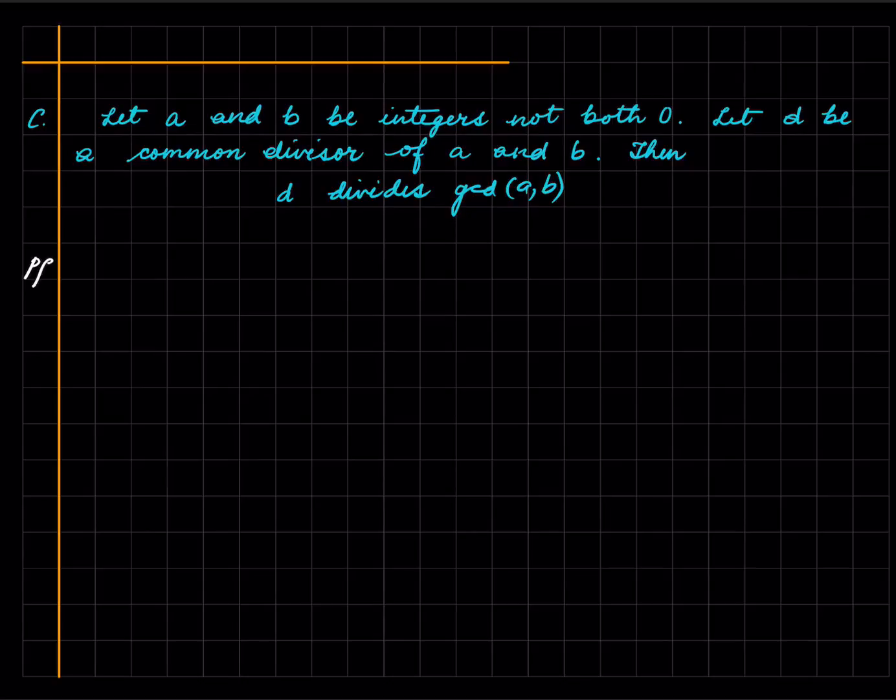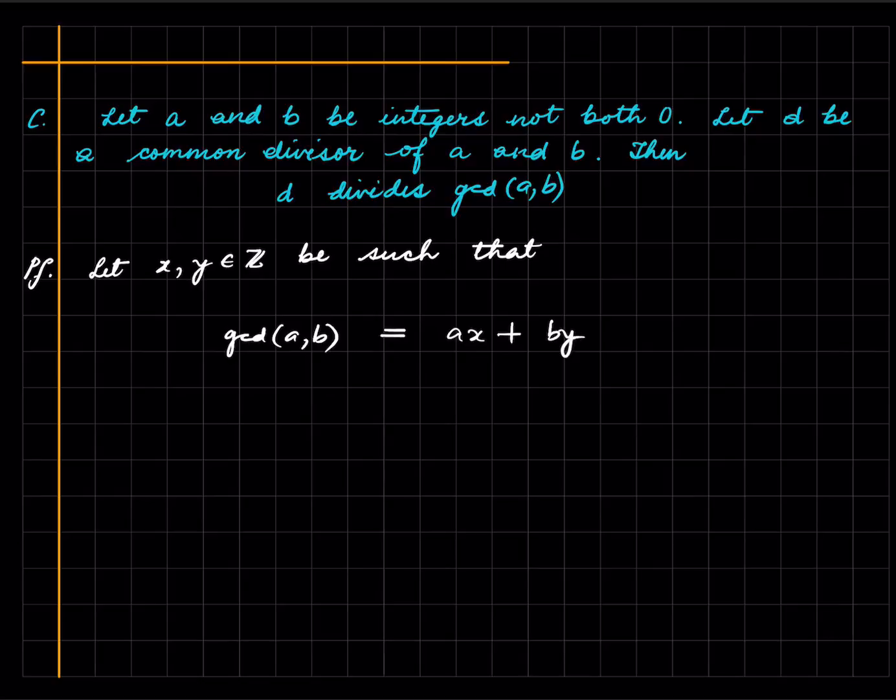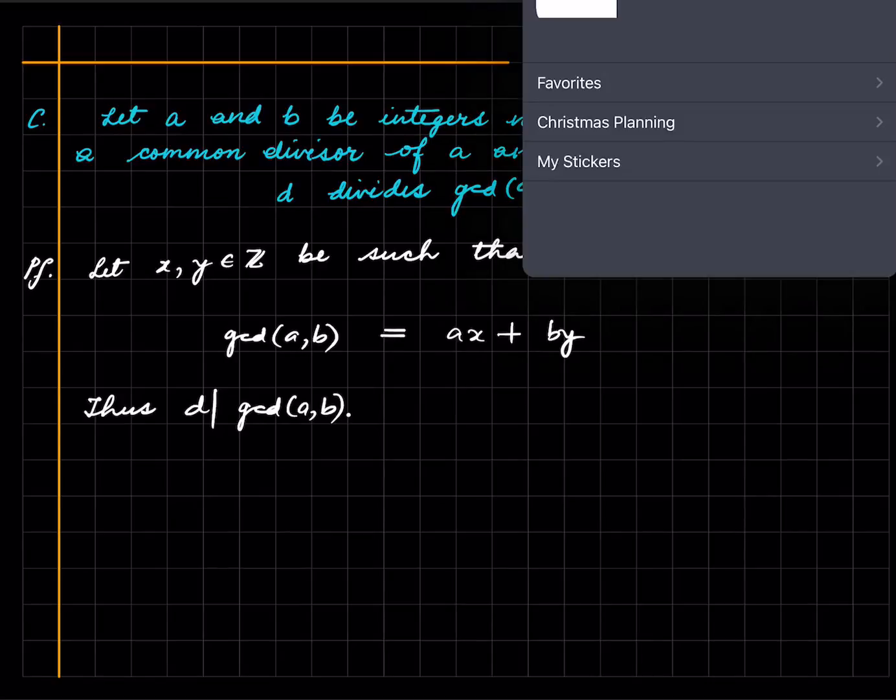So here is the proof. Let x and y in Z be such that ax plus by equals the GCD of a comma b. I'm just using Euclid's theorem. So by Euclid's theorem we can find such integers x and y. And any common divisor of a and b will divide the right hand side. Right, it divides a and it divides b, and hence it divides this, and therefore it divides the GCD of a comma b. So without writing much, I will just say d divides the GCD of a comma b. And that's it. That's a very nice proof.